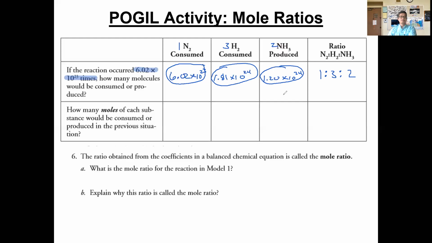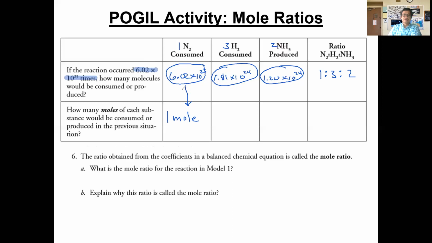Okay, so if you understood what I just said here, we don't want to run this reaction this many times, but we want to start out with this many particles. Make sure you understand that this many particles here represents 1 mole. That is going to be 1 mole, this particle number here.